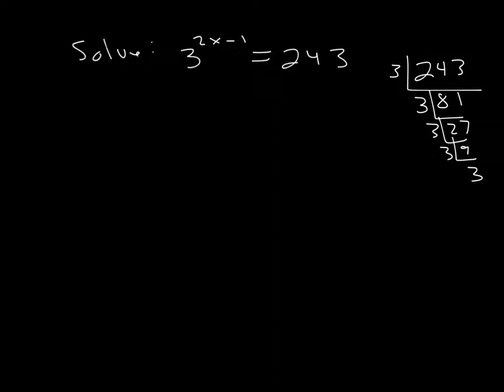So we have this. We're going to leave the left side the way it is, but we're going to write this side like this. Now think about it. If you have 3 to some power equals 3 to some other power, the only way for this whole thing to be equal to this whole thing is if this equals that.